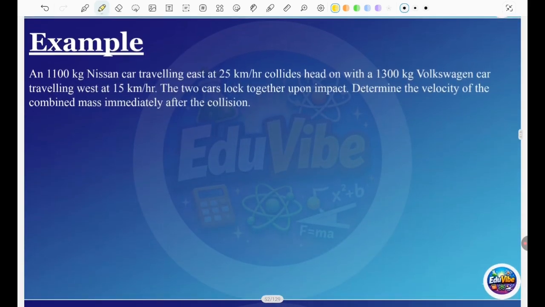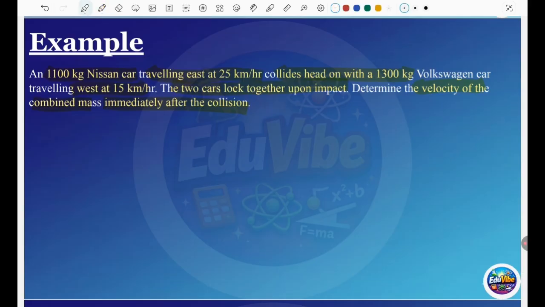Okay, we have a car example. A 1100 kg Nissan car traveling east at 25 km per hour collides head-on with a 300 kg Volkswagen car traveling west at 15 km per hour. The two cars lock together upon impact. Lock means they stick together. Determine the velocity of the combined masses immediately after the collision. We have to find the combined velocity for both.